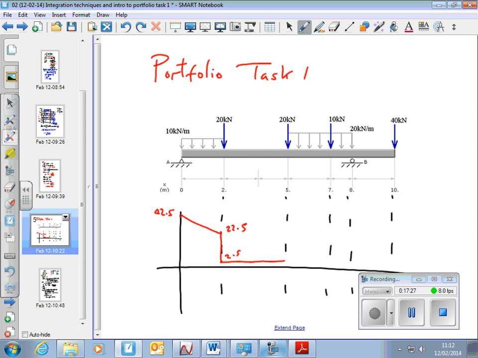So we move along. Then we drop by 20 kilonewtons. So 2.5 take away 20 is minus 17.5. We're just sketching it, but we can make a note of the points, minus 17.5 kilonewtons.